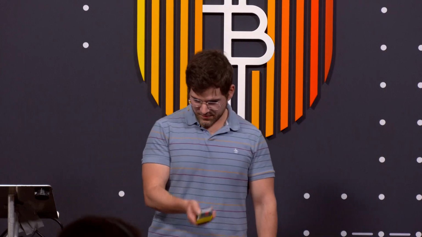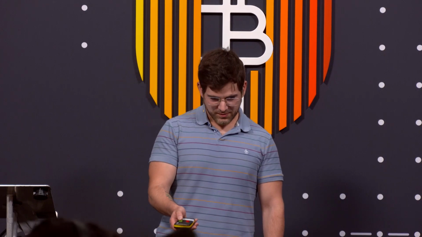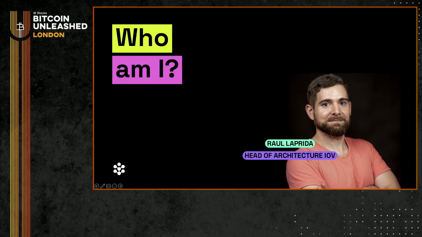Nice. So yeah, today we're going to talk about a Bitcoin L2 called Rootstock and its smart contract capabilities. Okay, sorry. My name is Raul Laprida. I'm head of architecture at IOV Labs. Before that, I worked as a researcher at IOV for almost 4 years.